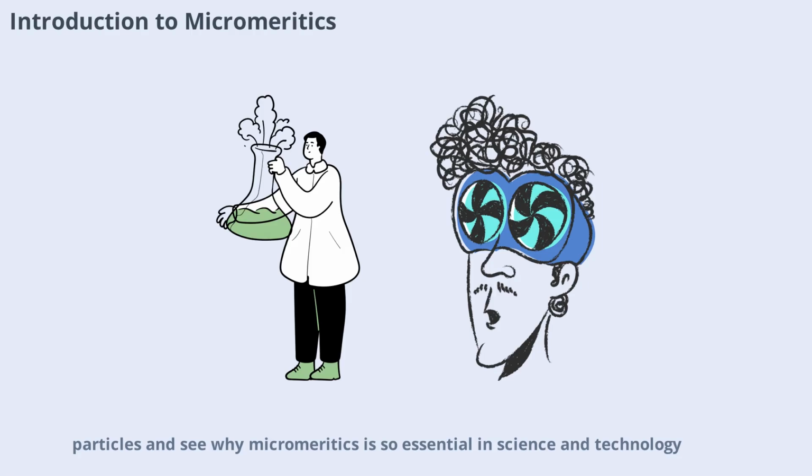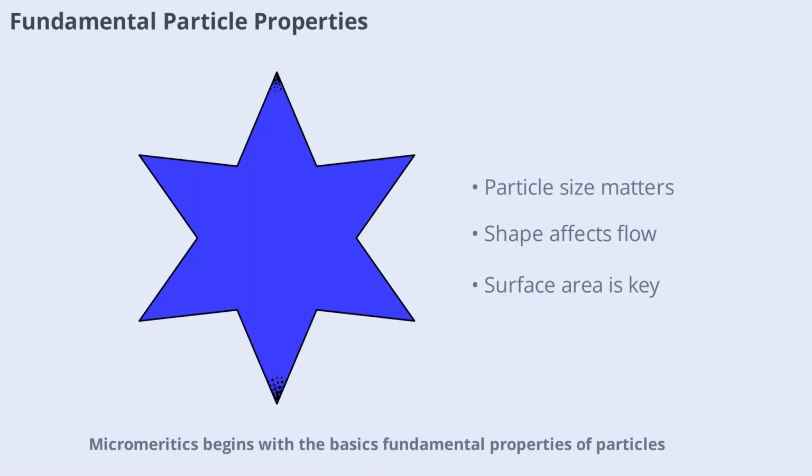science and technology. Micromeritics begins with the basics, fundamental properties of particles. These include particle size, volume, number, shape, and surface area. Each of these characteristics plays a unique role in determining how particles behave in a mixture or formulation. For example, the size and shape of particles can influence how they pack together, how much surface area is exposed, and how easily they flow. By understanding these fundamental properties, scientists can predict and control the behavior of powders and granules in various applications.